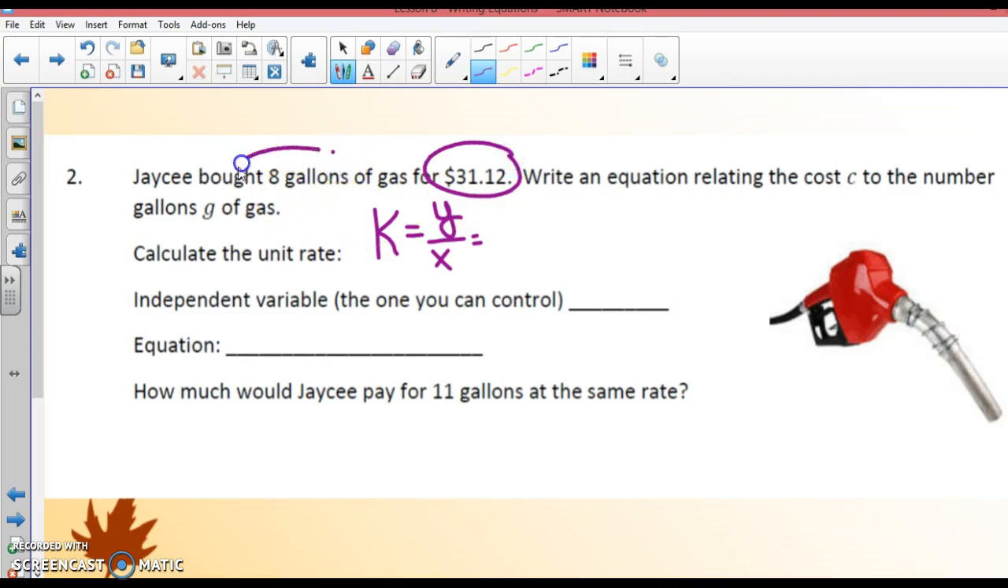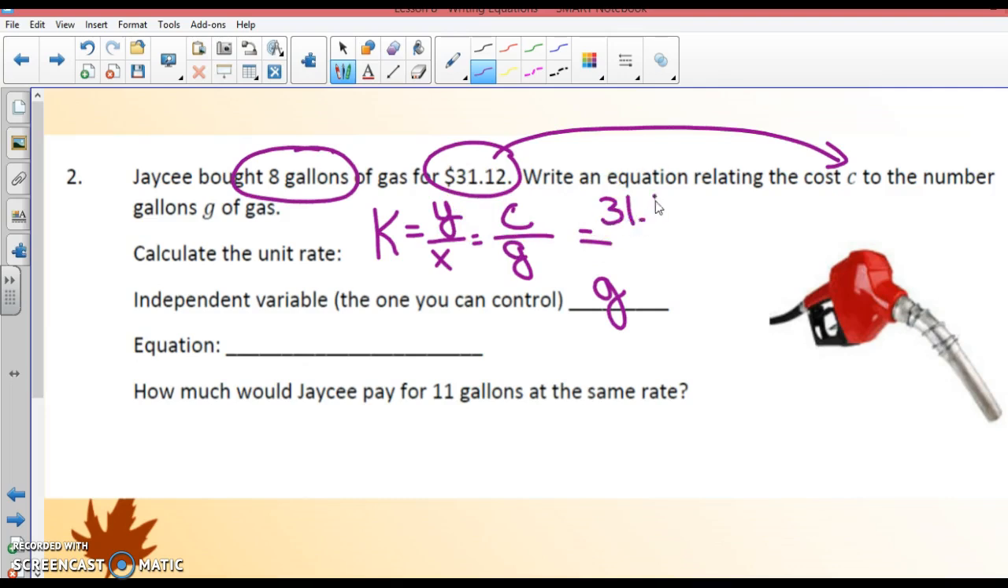Cost and gallons. Doesn't cost always go on top? So, the variable that they're telling us to use for cost is C. I'm going to put that up top so I can keep track that that is the dependent variable. And gallons is G. It's cost per gallon. You see how I'm doing that? So I can figure out which one is up top is the dependent variable and the bottom is the independent. The independent variable, the one that you can control, are the gallons because we know how many we're going to buy. So let's figure this out.